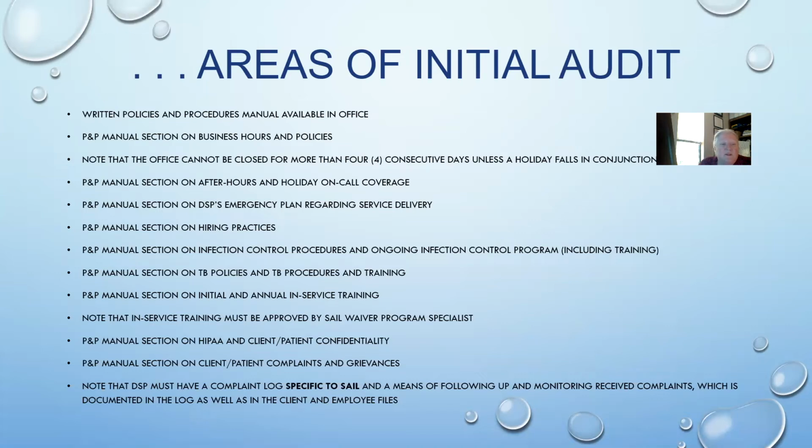The policy and procedure manual must have a section on HIPAA and client-patient confidentiality, and a section on client and patient complaints and grievances. And note that you must have a complaint log specific to CELL and a means of following up and monitoring received complaints, which is documented in the log as well as in the client file and the employee file.